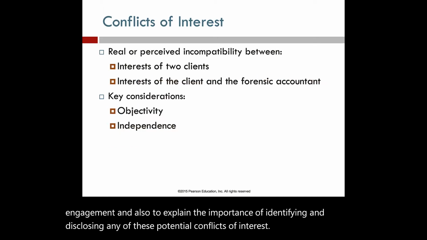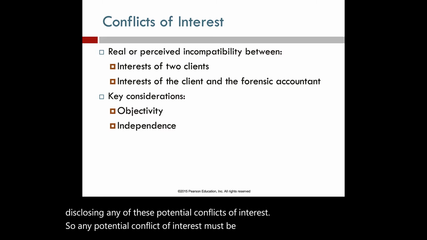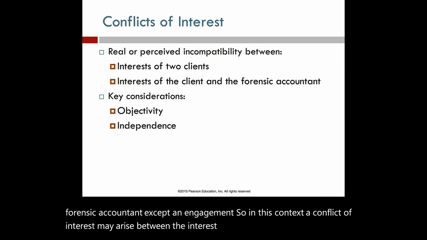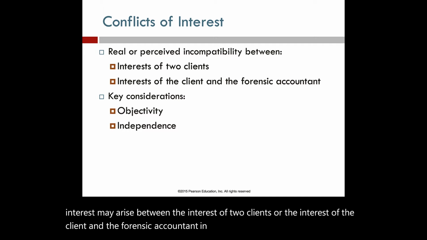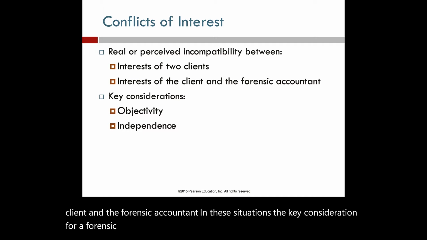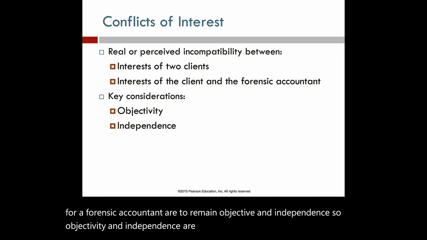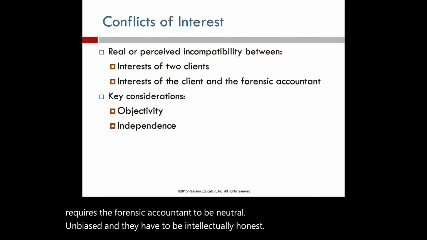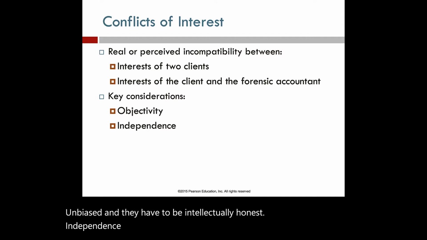Any potential conflict of interest must be identified before you, as a forensic accountant, accept an engagement. In this context, a conflict of interest may arise between the interests of two clients or the interests of the client and the forensic accountant. In these situations, the key consideration for a forensic accountant is to remain objective and independent. Objectivity and independence are critical. Objectivity requires the forensic accountant to be neutral, unbiased, and intellectually honest. Independence forbids the forensic accountant from accepting any engagement that impairs his or her objectivity.